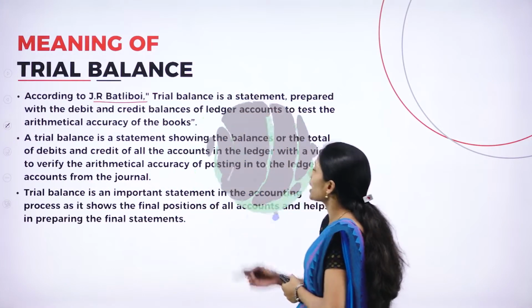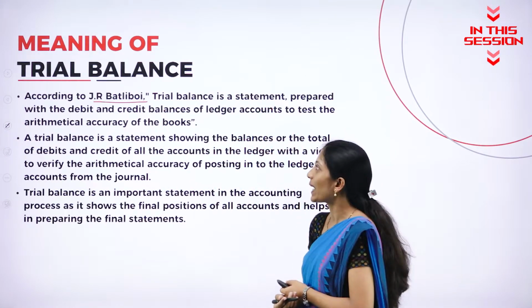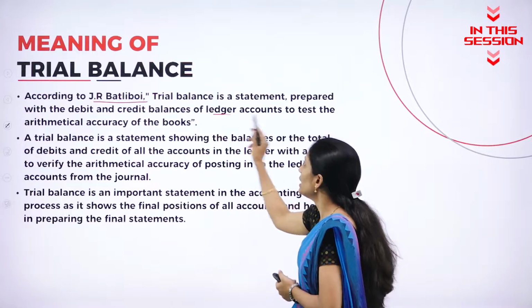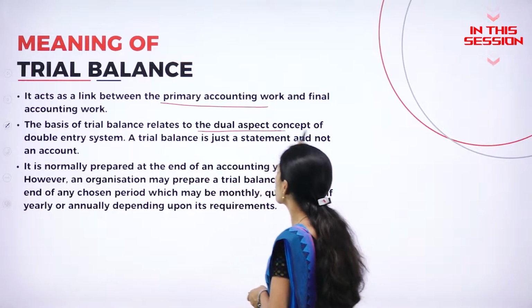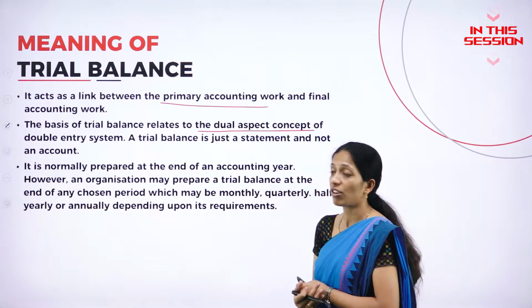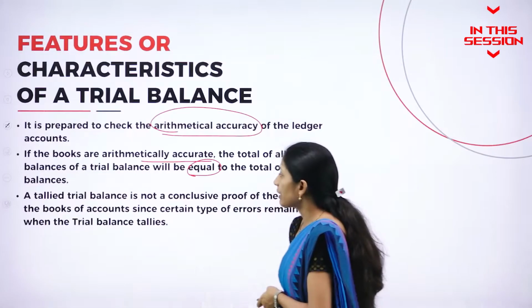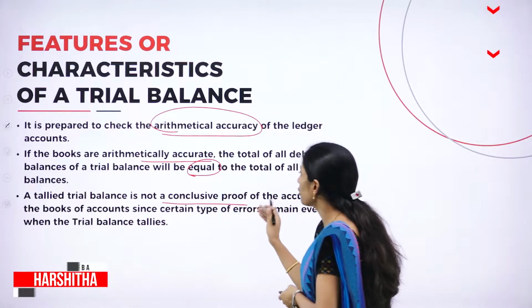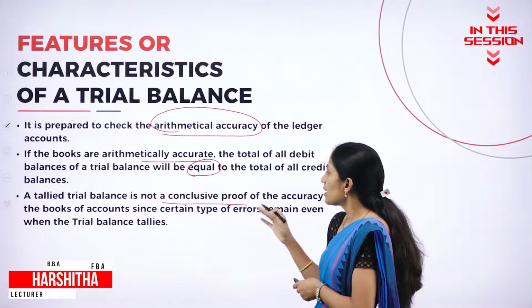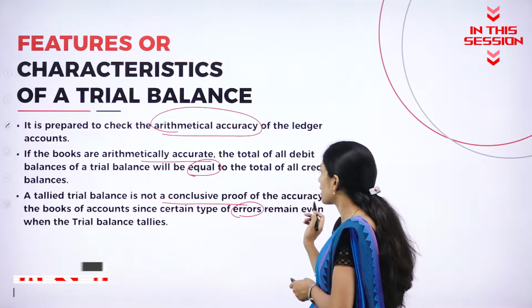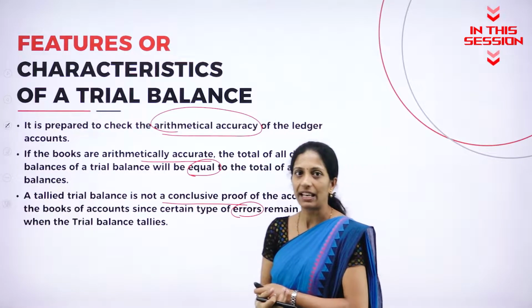Trial balance is a statement prepared with the debit as well as credit balance of the ledger accounts to test the arithmetical accuracy. The basis of trial balance relates to the dual aspect concept of the double entry system. A tallied trial balance is not a conclusive proof of the accuracy of books of account since certain types of errors remain even after preparing the trial balance.